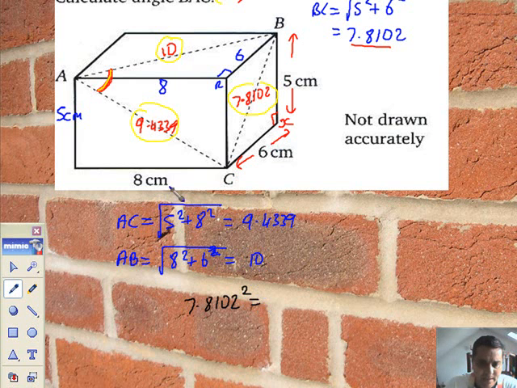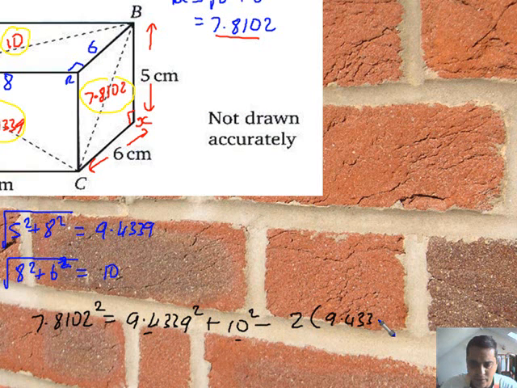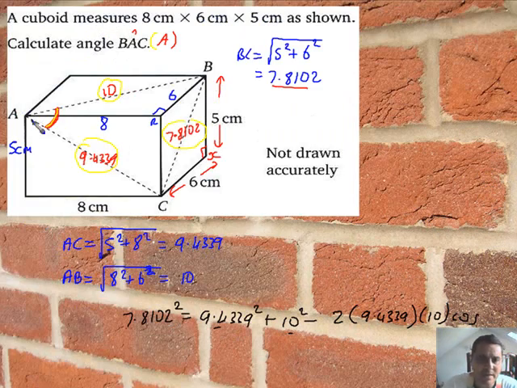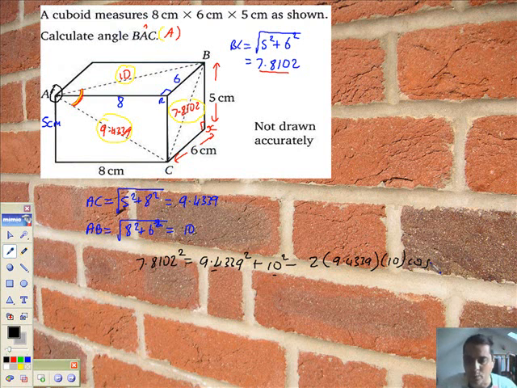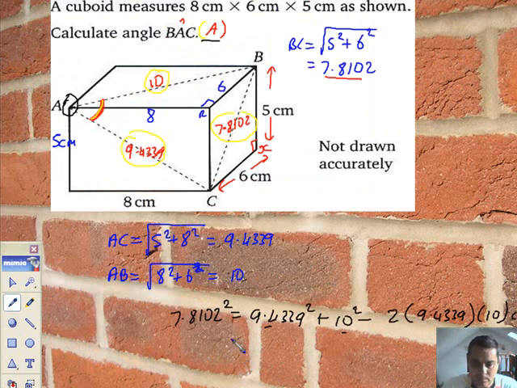7.8102 squared equals the other one squared, which is 9.4339 squared, plus the other one, of course, is 10 squared, minus two lots of that and that, 9.4339 multiplied by 10 times the cosine of BAC. But I don't want to write down BAC, I just want to call it big A in the traditional sense, that big A is the angle in the corner that we want, times cosine of A. Besides, I've qualified it there by putting an A in brackets.